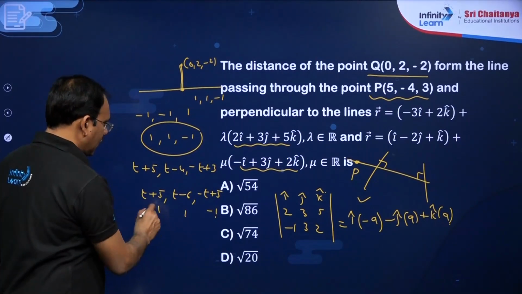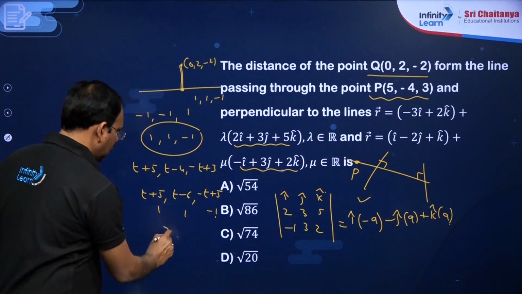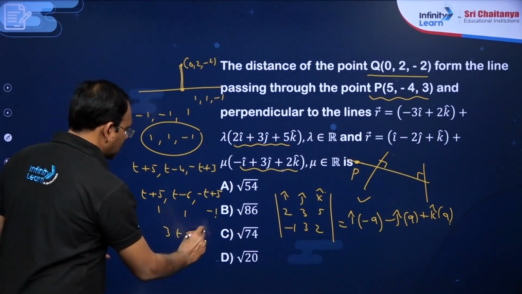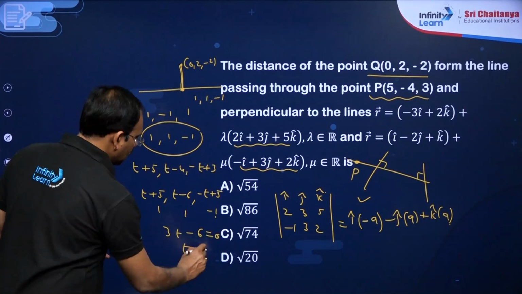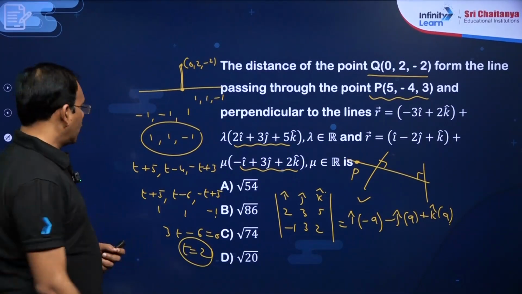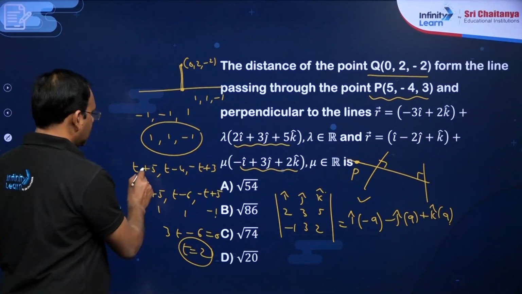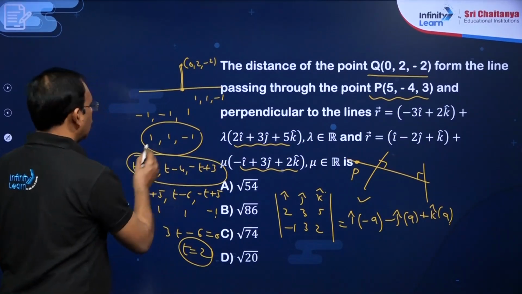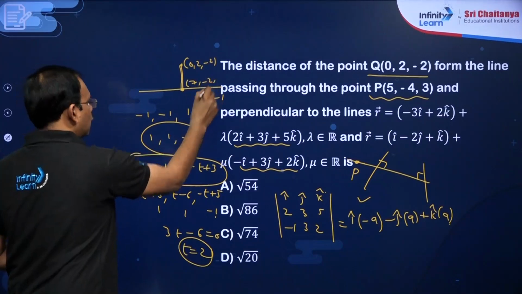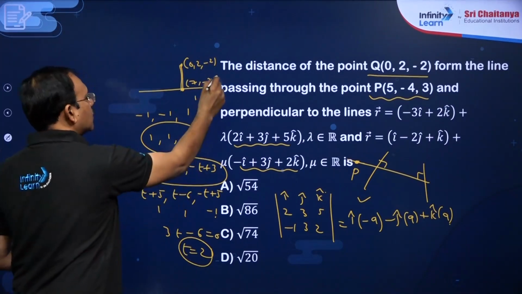So, this sum will be T, T, T, 3T. This is minus 1, minus 5, minus 6 equal to 0. T is equal to 2, my dear friends. If T is equal to 2, what is the point you got? This is the point you got. T is equal to 2 means this is going to be 7. This is minus 2 and this is 3 minus 2 is 1.